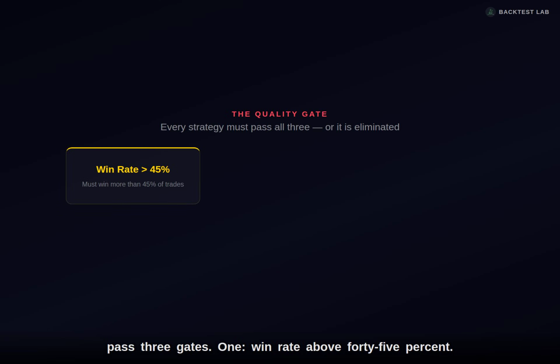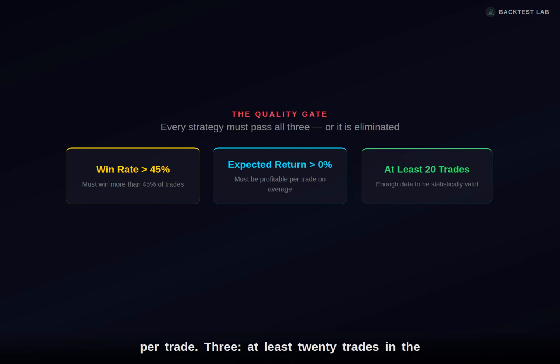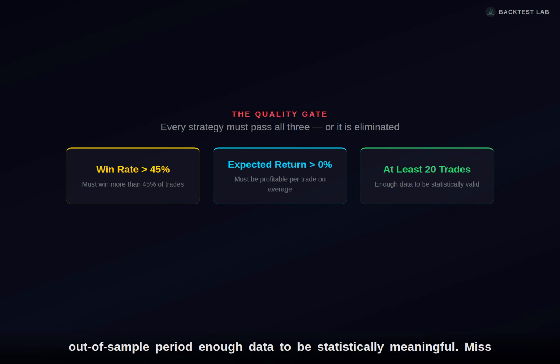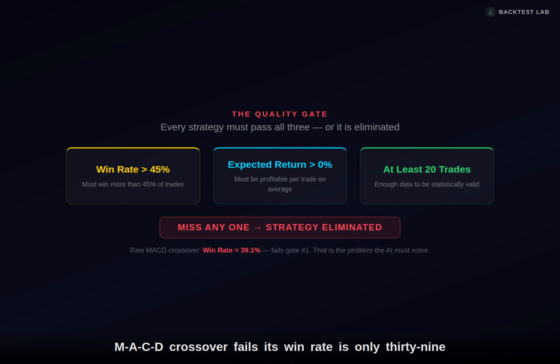Before a strategy can enter the population, it must pass 3 gates. 1. Win rate above 45%. 2. Expected return above 0, it must be profitable per trade. 3. At least 20 trades in the out-of-sample period, enough data to be statistically meaningful. Miss any one of these and the strategy is eliminated. All 3 must pass. This is why the raw MACD crossover fails. Its win rate is only 39%.